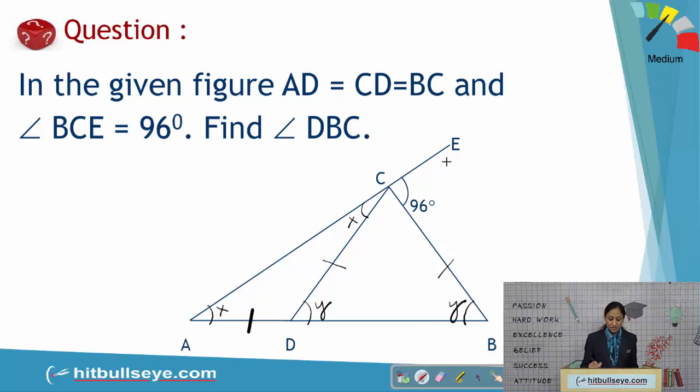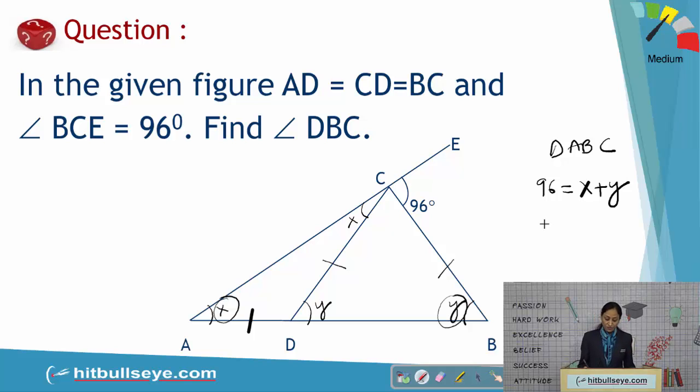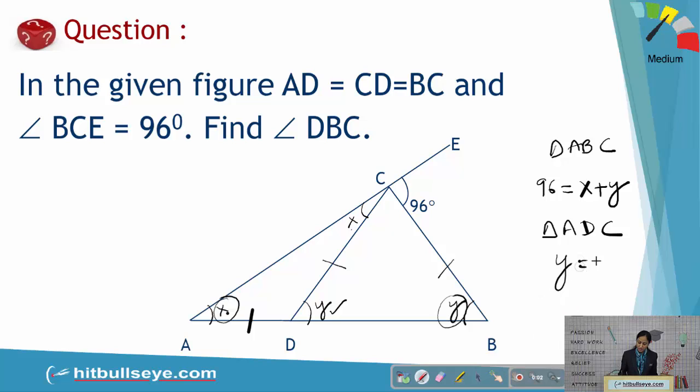Now BCE angle is given to be 96 degrees. If we consider the triangle ABC, then 96 degrees is the exterior angle and its two interior opposite angles are angle X and angle Y. Therefore, 96 degrees will be equal to x plus y. If we consider the triangle ADC, then this angle y is the exterior angle and its two interior opposite angles are angle x and angle x. Therefore, y is equal to x plus x, that is 2x.